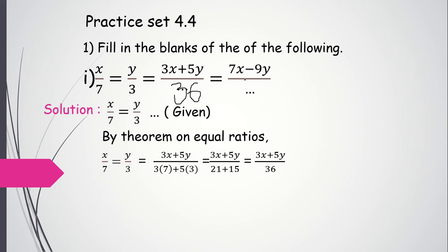Similarly, we'll do for this ratio 7x minus 9y. We will start from what is given. X upon 7 is equal to y upon 3.